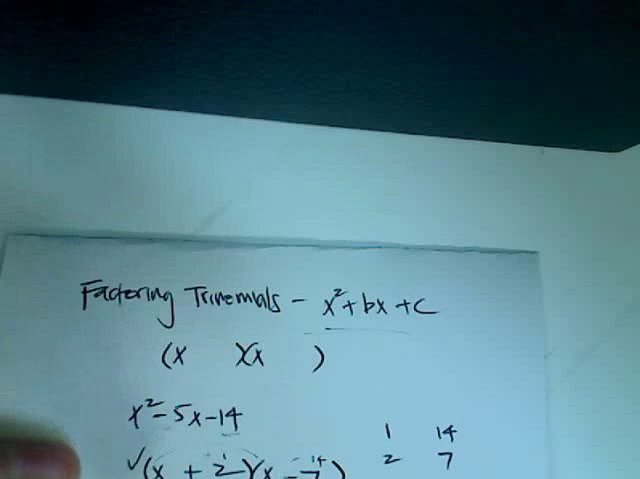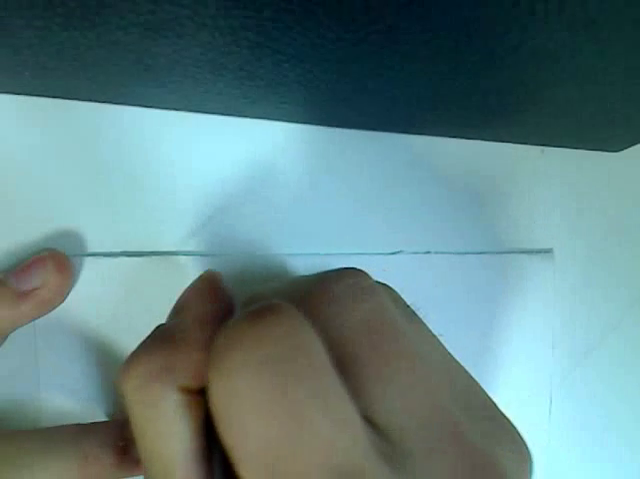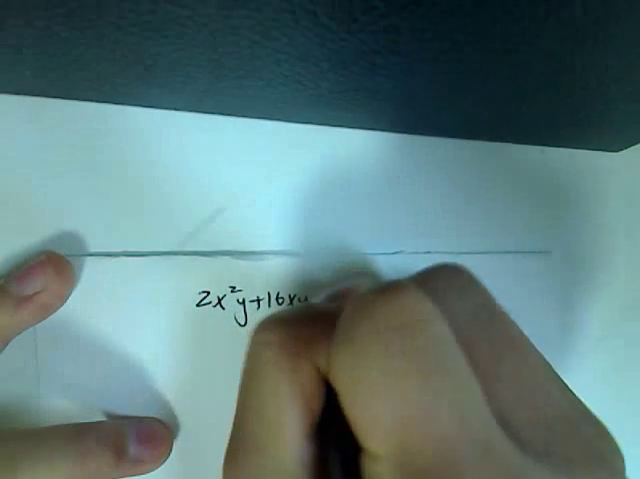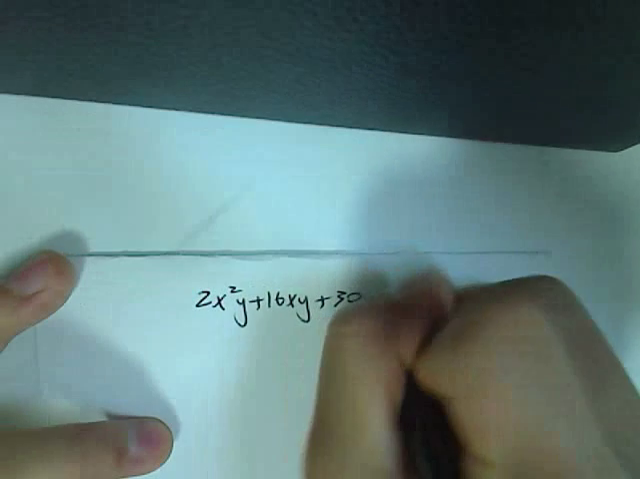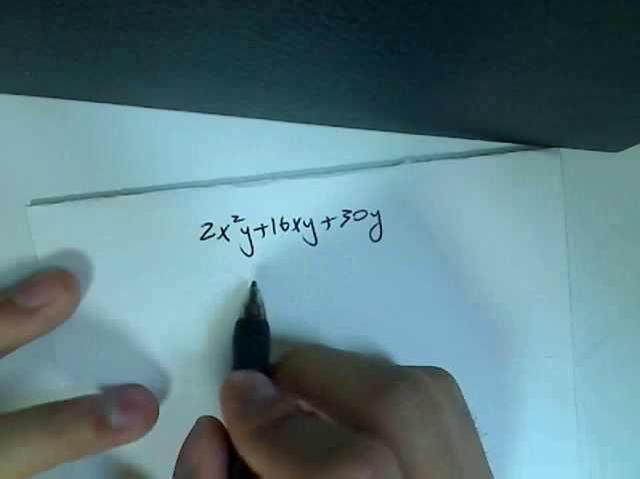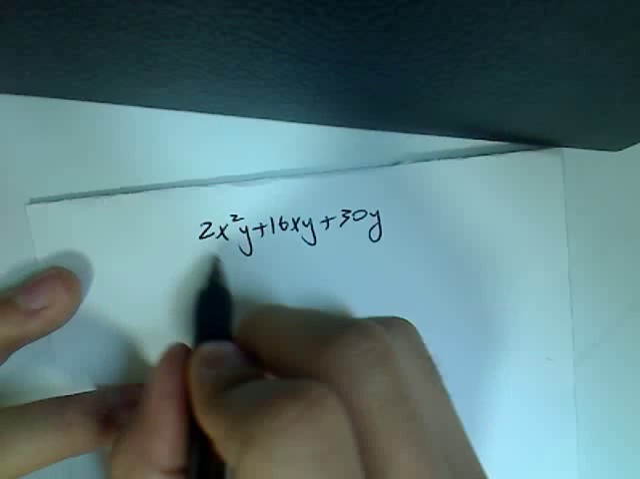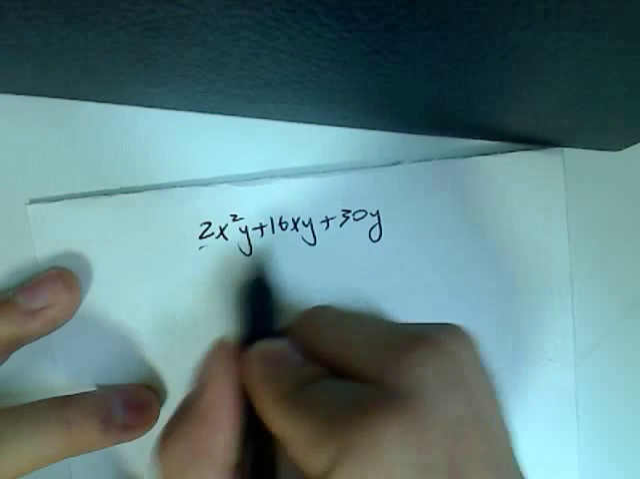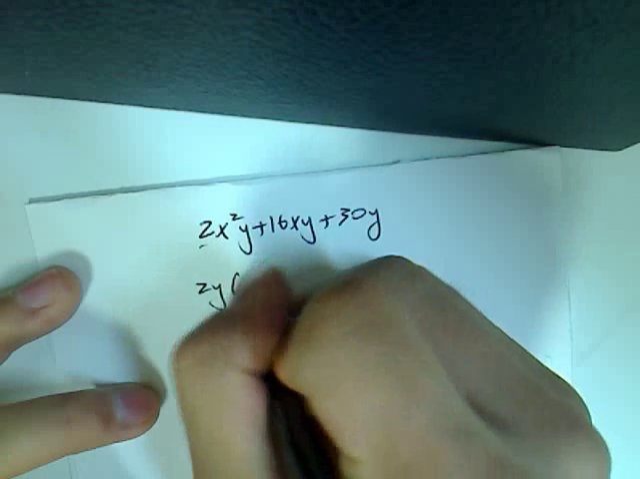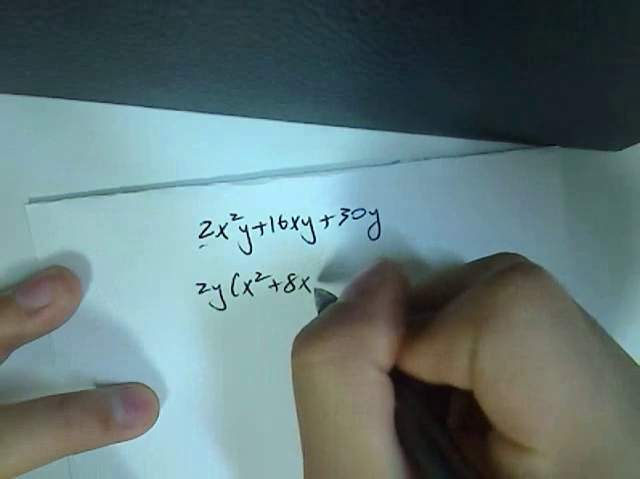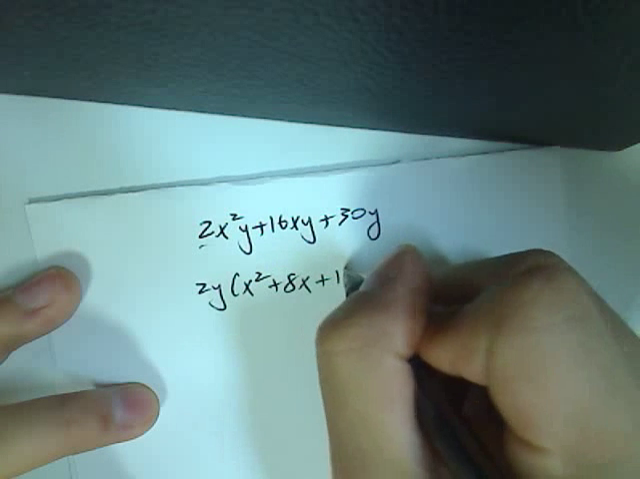Let's do another problem together. So say you have 2x squared y plus 16xy plus 30y. Now when you're given this problem, or when you factor any polynomial, you should always take out the greatest common factor. And from here you can see that you can take out a 2y from each term. So let's go ahead and do that. When you take out 2y, you have x squared plus 8x plus 15.